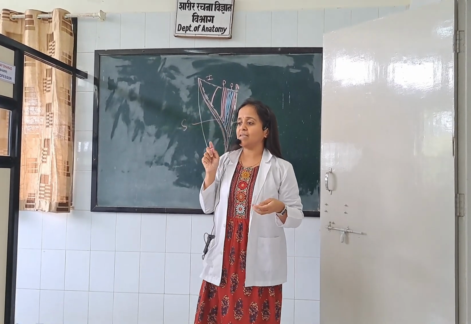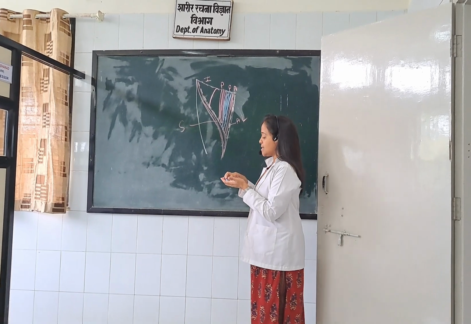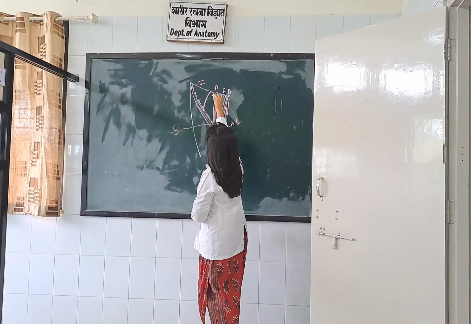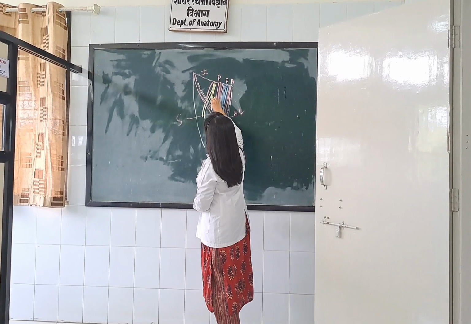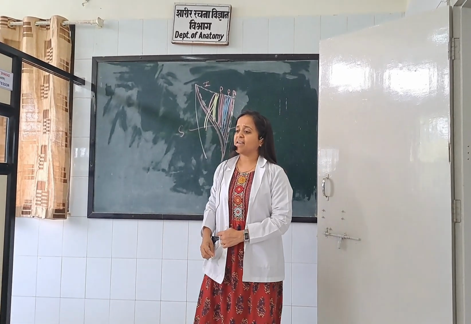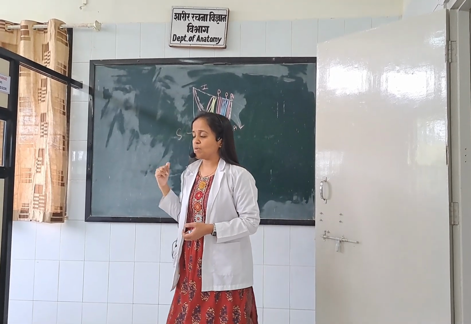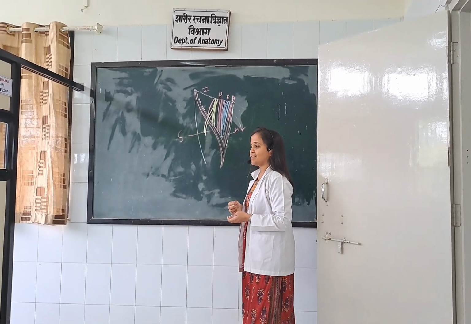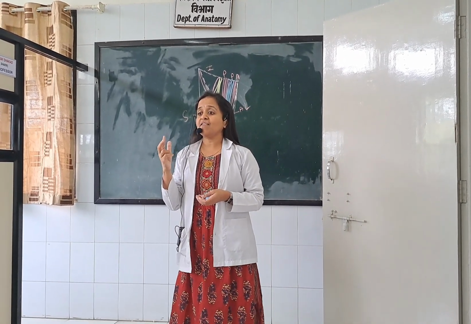So this external iliac artery continues as the femoral artery. The third important content of the femoral triangle is the femoral nerve. Then again there are inguinal lymph nodes also present in the femoral triangle, but these are the three basic contents of the femoral triangle: femoral vein, femoral artery and femoral nerve.